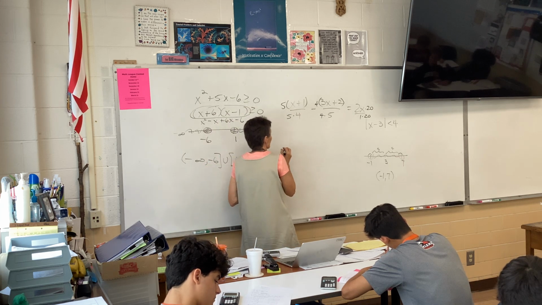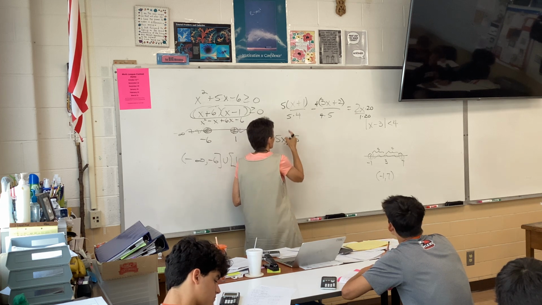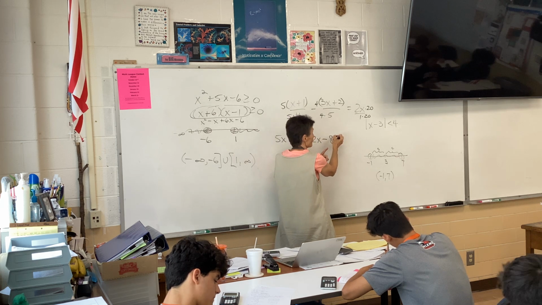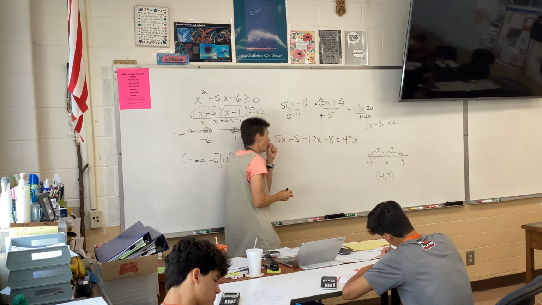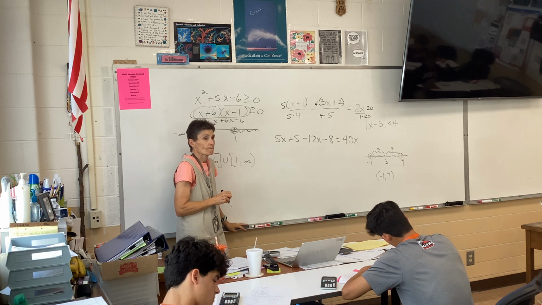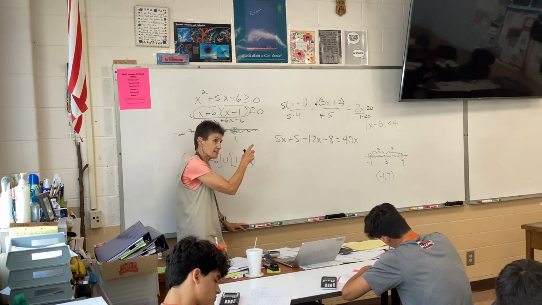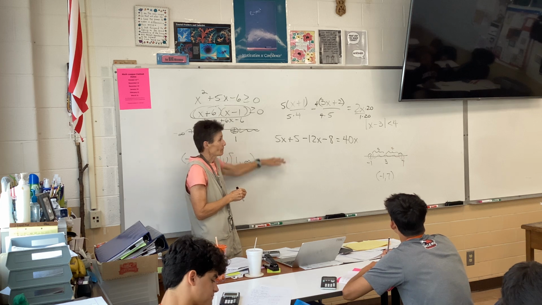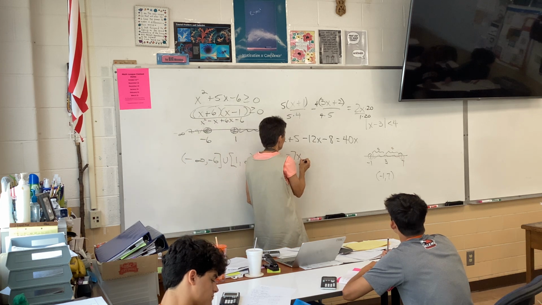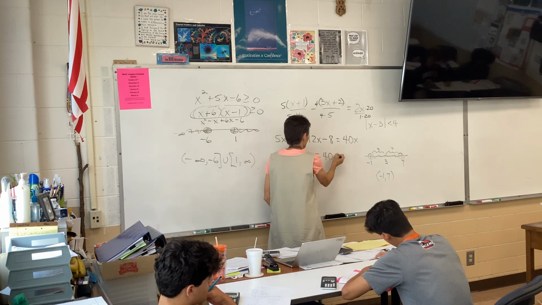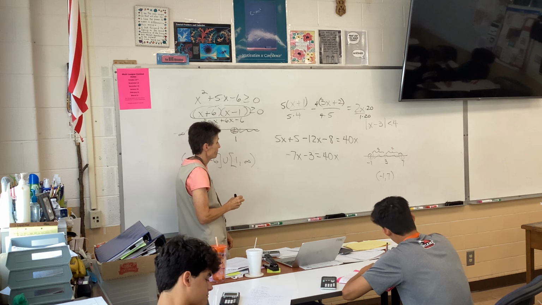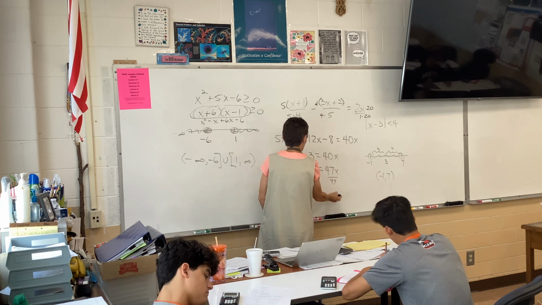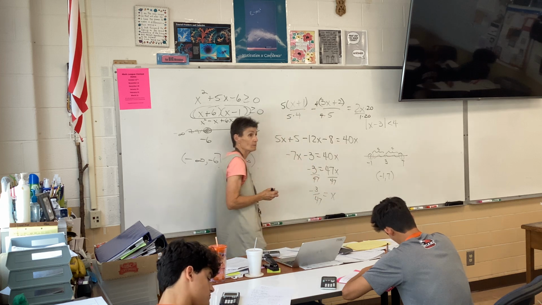Once you do that, then all you have to do is focus on the numerator. So 5x plus 5, watch it, minus 12x minus 8 equals 40x. A lot of times we make mistakes on the other person's end. So make sure this is what you got and that makes sense to you. All right, 5 minus 12, negative 7, minus 3, negative 3 equals 47x, and x equals, I got negative 3 over 47, I don't know, what you got?